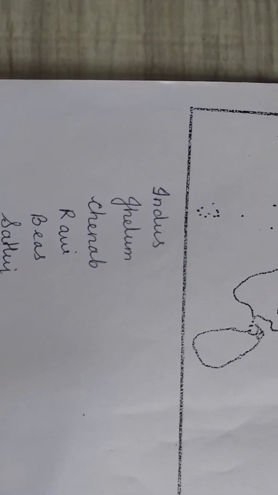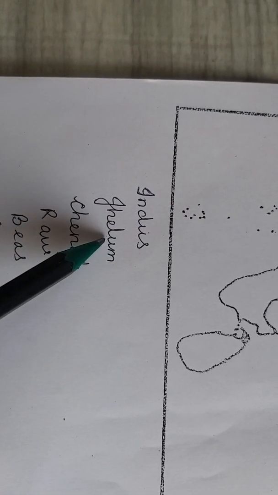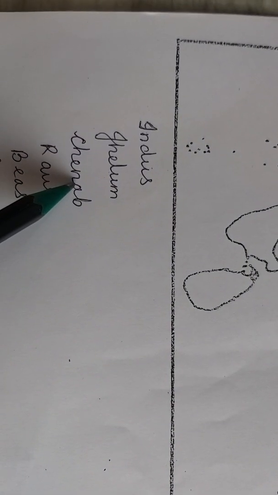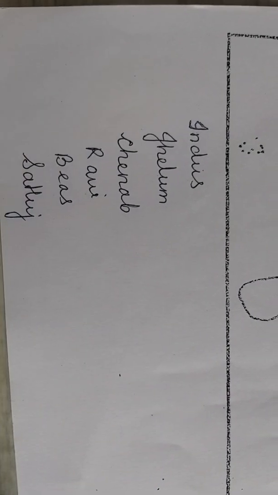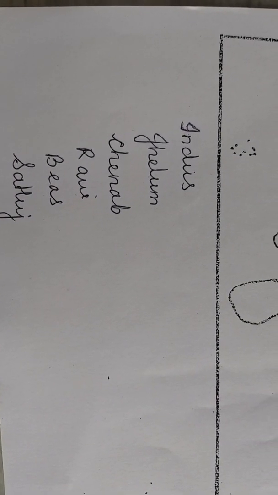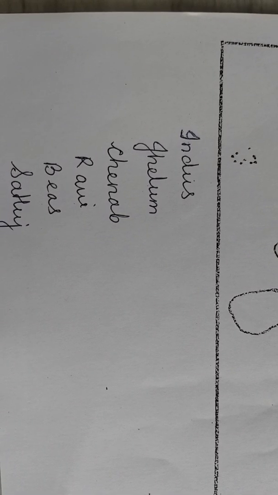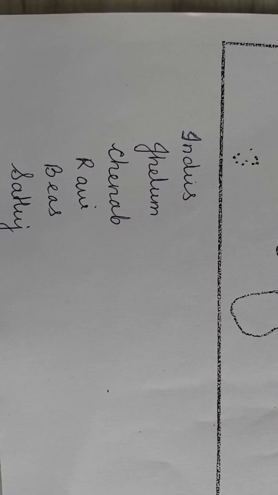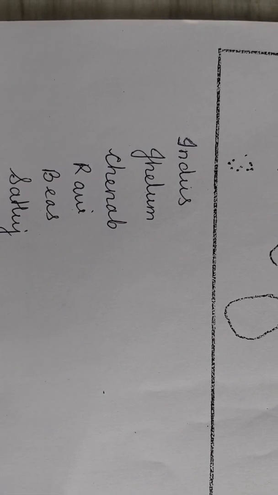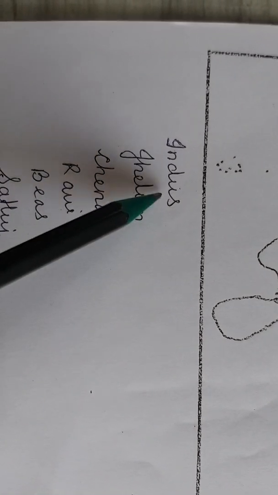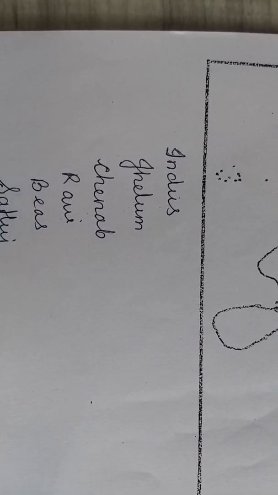We are going to mark Indus, Jhelum, Chenab, Ravi, Bias, and Satluj. I'll repeat the sequence. You have to remember the same sequence because the lines that are printed on the map, the rivers flow in this sequence. So we have to remember this sequence. Indus, Jhelum, Chenab, Ravi, Bias, Satluj.